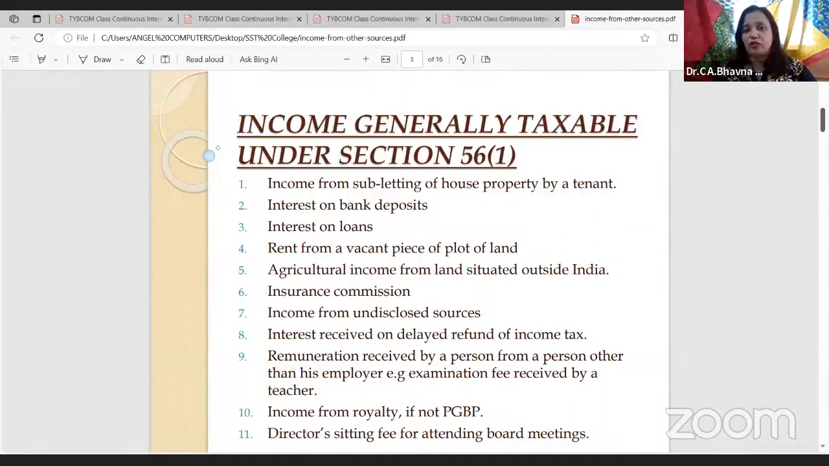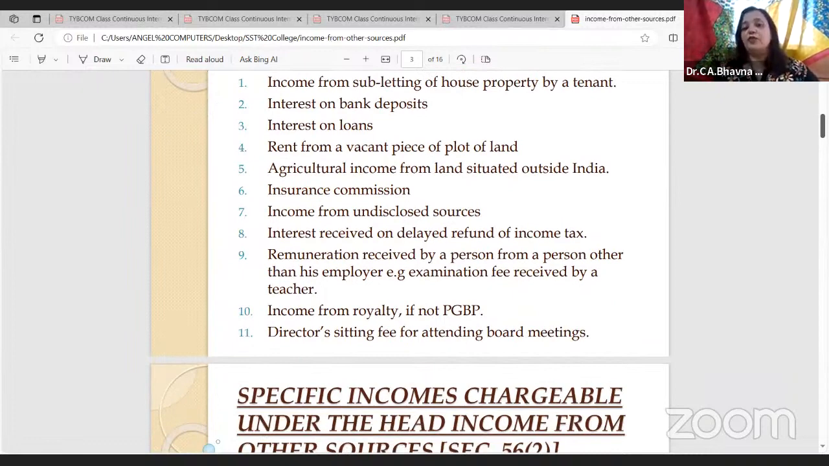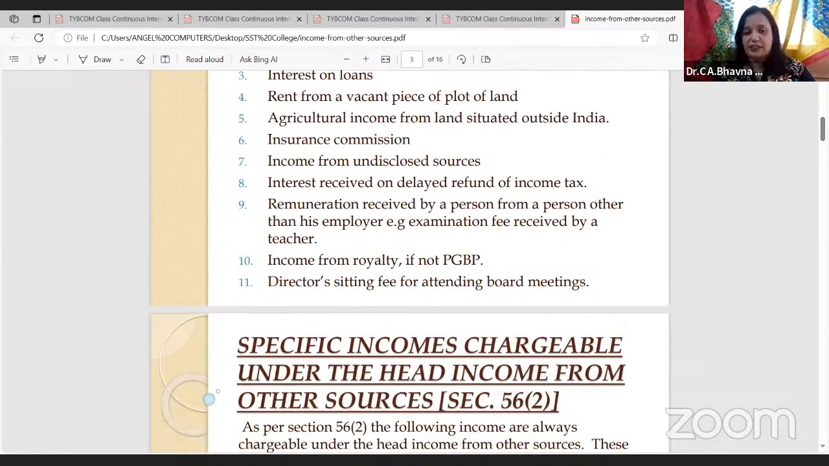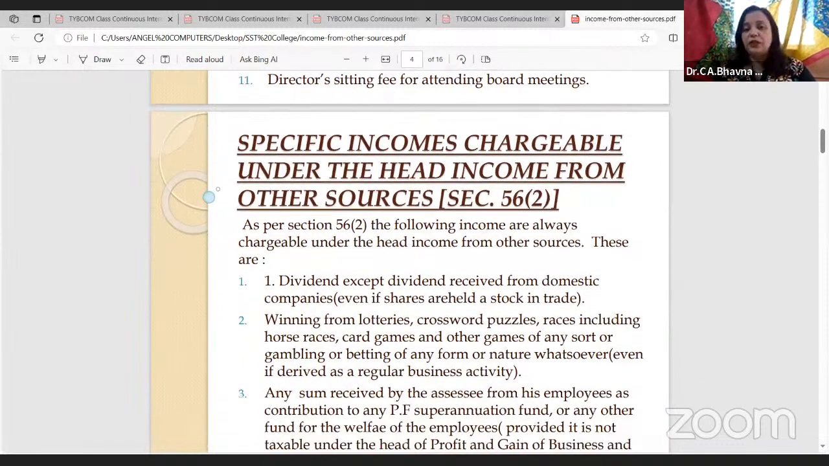Interest on bank deposit, interest on loan, any rent from a vacant piece of plot of land, any agricultural income situated outside India. Indian agricultural income is exempt, outside India it is taxable. Insurance commission, income from any undisclosed source that you cannot prove. Interest received on the delayed refund of income tax, remuneration received by a person other than his employer, like a college professor receiving remuneration from a university. Income from royalty, if it is not profit and gains. Director's fees for sitting in board meetings. Dividend is taxable. Winnings from lotteries would be taxable, but the tax is already included in that. If the net amount is given, you will have to gross it up and it would be taxable.